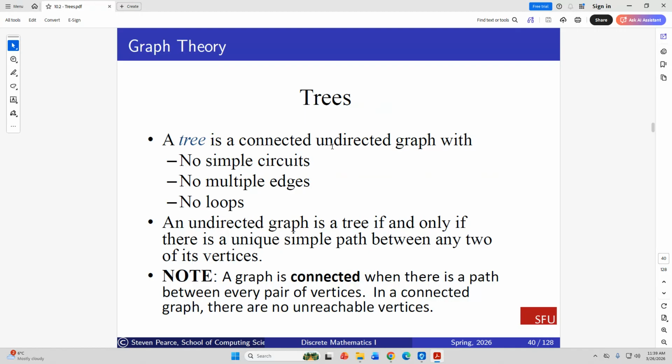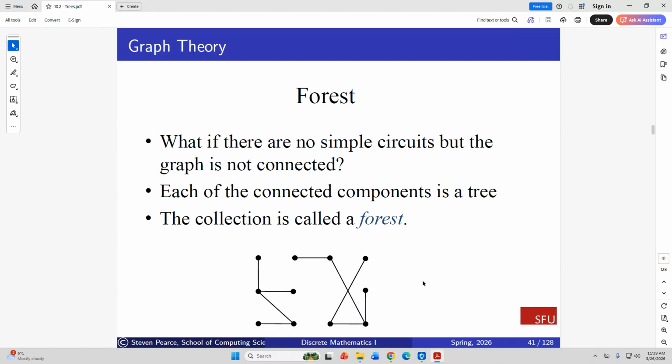So a tree is a connected, undirected graph with no simple circuits, no multiple edges, no loops. An undirected graph is a tree if and only if there is a unique simple path between any two of its vertices. Note, a graph is connected when there is a path between every pair of vertices. There are no unreachable vertices. So if you have this, this is a tree. Now, the whole thing is actually a forest because it has two trees that are disjoint sets of edges and vertices.